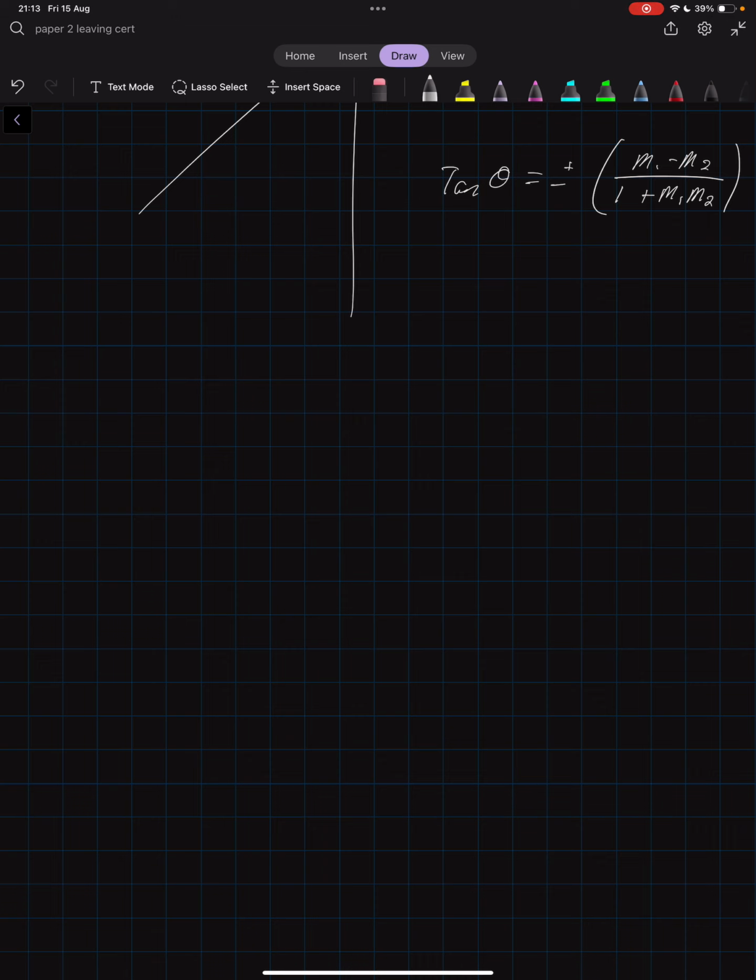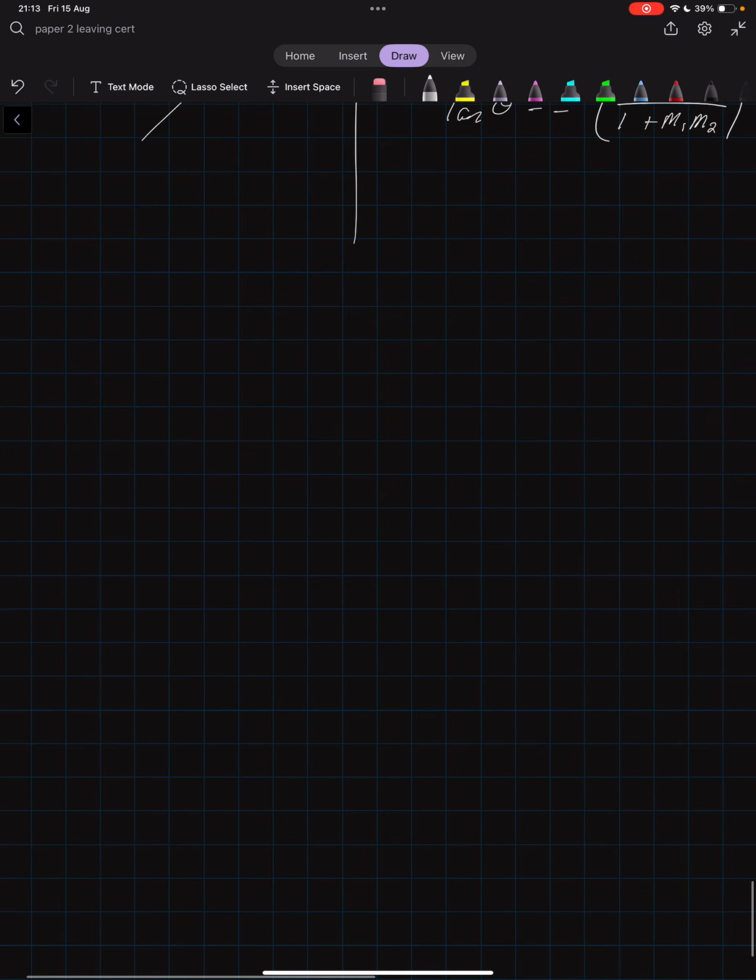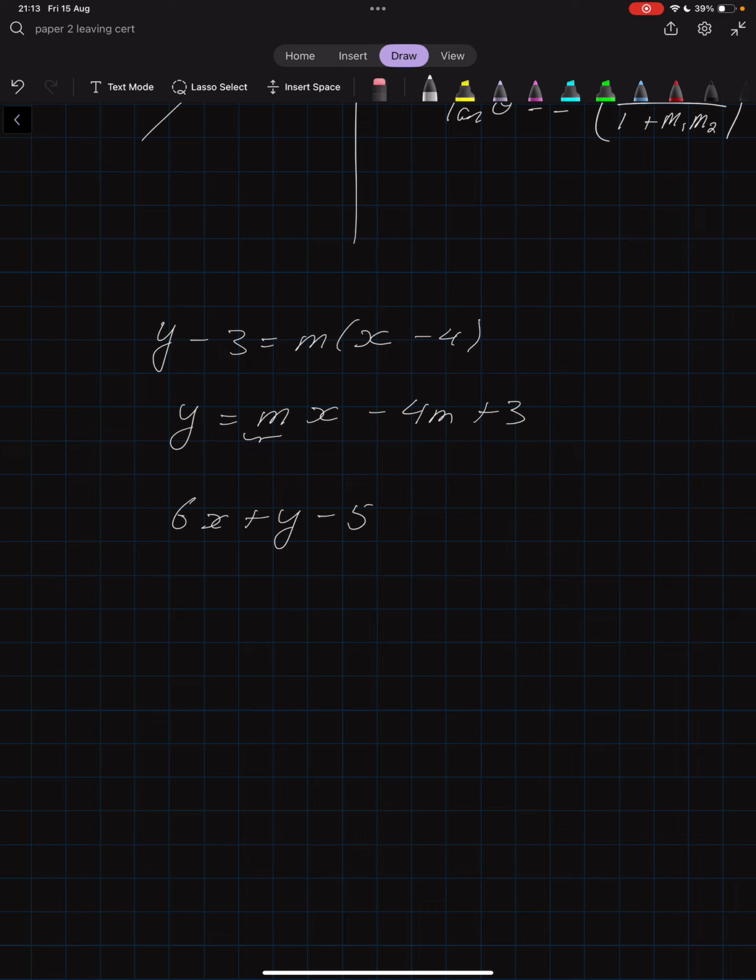So basically, it'll be: find the equations of the lines through the point that make an angle of 45 degrees with this. So you're saying the line goes through the point (4, 3), which means it's going to be y minus y1 equals m times (x minus 4). So y equals mx minus 4m plus 3. It's going to be some line with some slope, I don't know what it is. But you know that it makes an angle of 45 degrees with the line 6x plus y minus 5 equals 0.